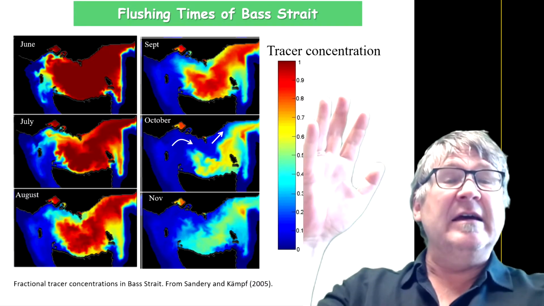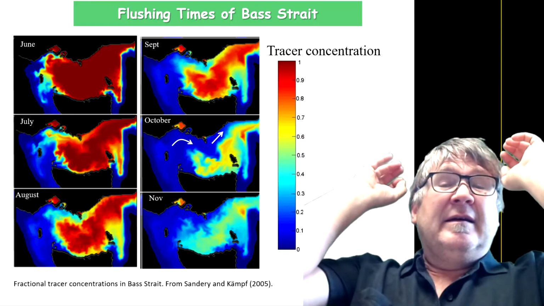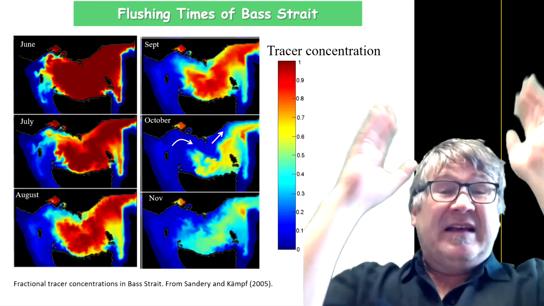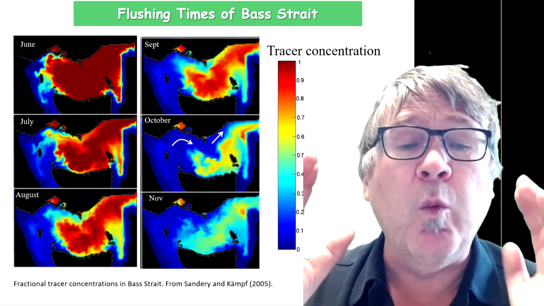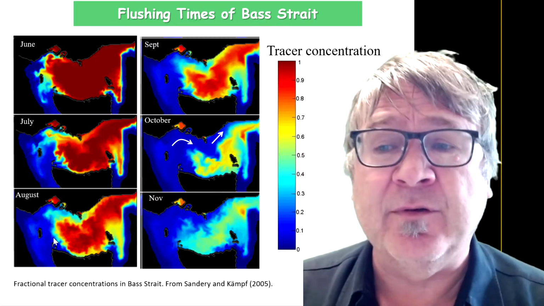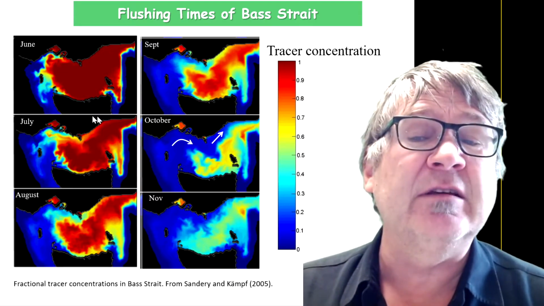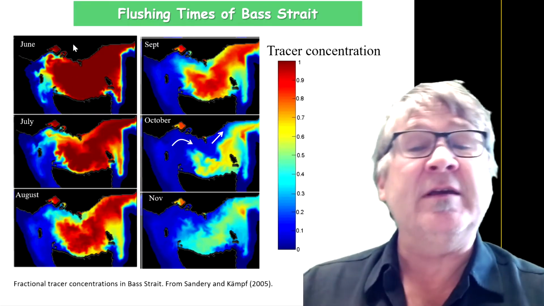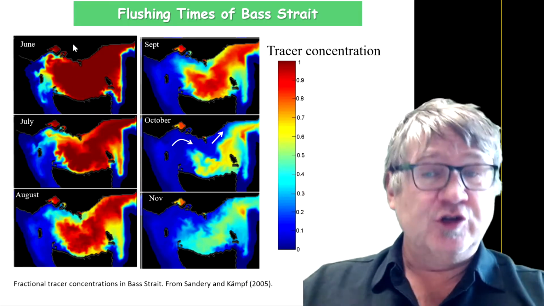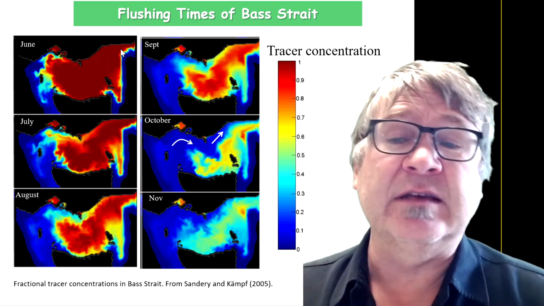So what's done here is that Bass Strait is filled with a tracer of concentration 1, where 1 is equivalent to 100%. The starting point here is one month after the release of the tracer in June. So this is a typical June situation, where the red is the tracer.